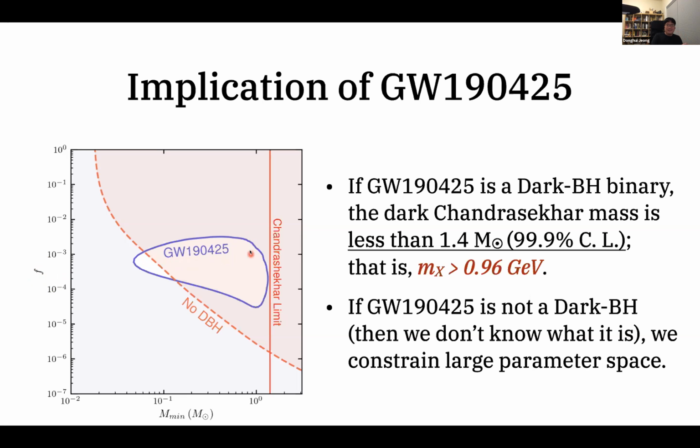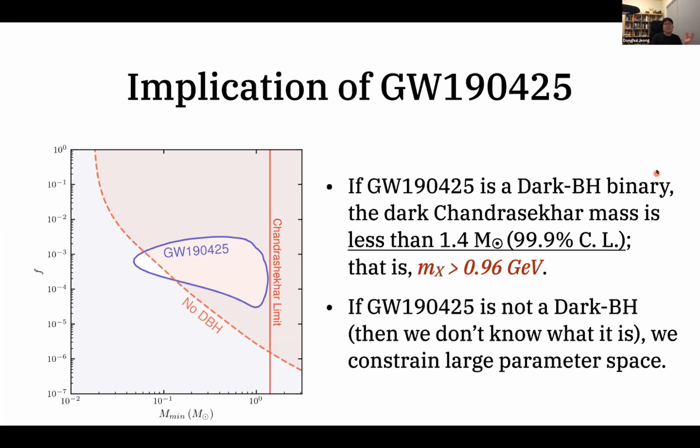Okay, but if GW190425 really turns out to be a dark matter black hole, what we can do is connect this minimum mass of those black hole populations to the Chandrasekhar limit of the dark sector, and then we exclude the baryonic Chandrasekhar mass at 99.9% confidence level. So if GW190425 turns out to be a dark black hole, then the unambiguous conclusion for this interpretation is that the dark matter proton mass, mx, must be greater than about 1 GeV.